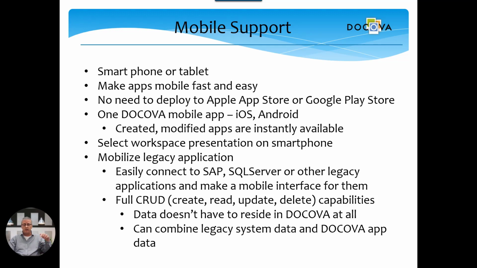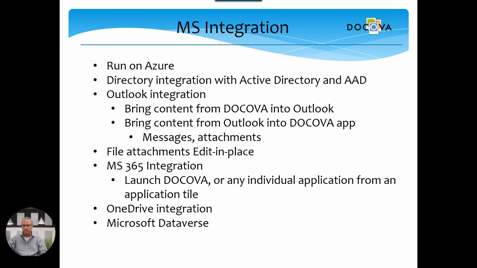The data doesn't have to, like I said, reside in DOCOVA, and you can combine legacy system data with DOCOVA data. So you could have an application in DOCOVA with some of the information that you want in the DOCOVA application and some of it in your legacy application, right? And mobilize that if you want. So, boom, it's just unlimited and super easy to do, right? So you're not getting into all these extra technologies for your mobile apps. You can just use one place and easily create apps and integrate with some other things to mobilize them. Something that would be very difficult to do otherwise.